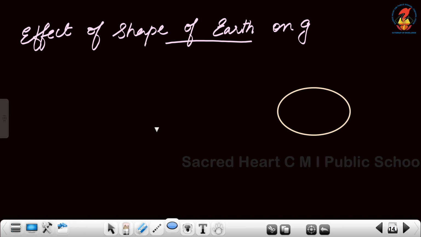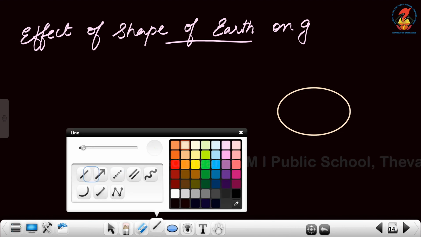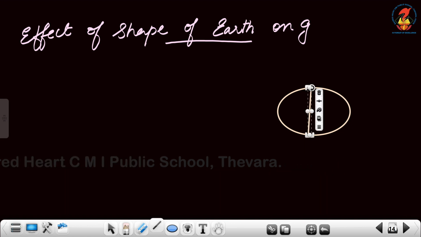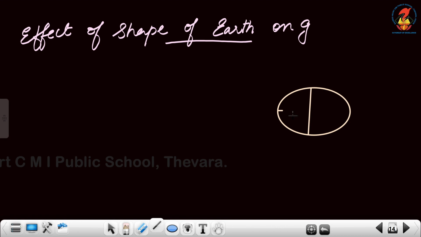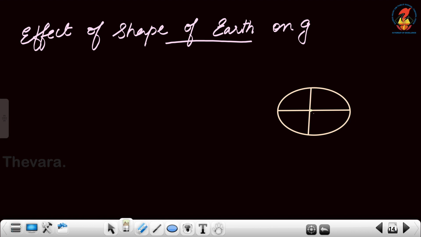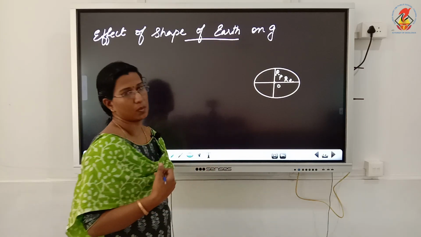Which means the distance from the center of the earth to the surface of the earth is not the same at all points on the surface. This is the center of the earth. Now this is the equator. This is the distance R_E from the center of the earth to the equator. This distance is R_P, the distance from the center of the earth to the poles.